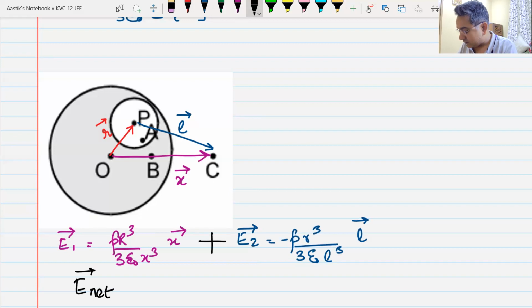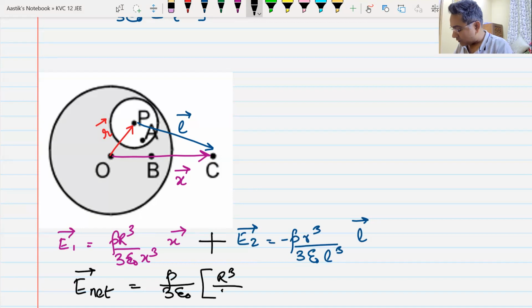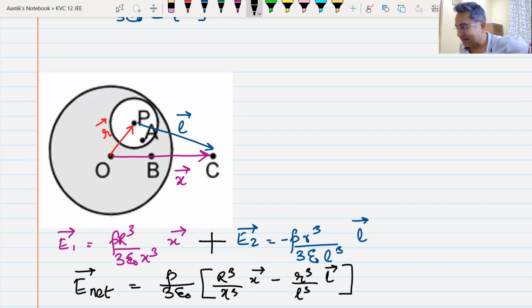E net, vectorially, I can only take rho by 3 epsilon naught outside. And the rest of the things will be inside: capital R cube by x cube times x vector minus small r cube by L cube times L vector. Sir, we got the same. Congratulations. That is the most difficult question that can come, as you can see.